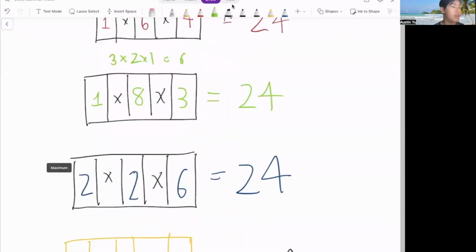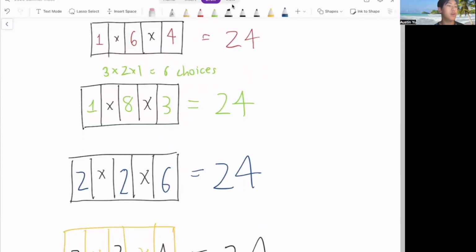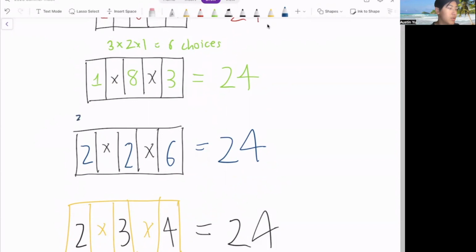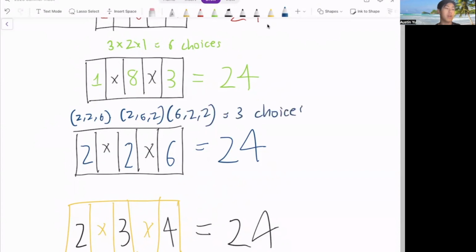The third one, this time we need to be careful because there are 2 of the same numbers, both 2s. So there are only 2 choices for the first one. Let me write this out for us. 226, that is one solution. 262, that's another solution. And finally, 622. So there are only 3 choices here. We can list them out since it's only 3.